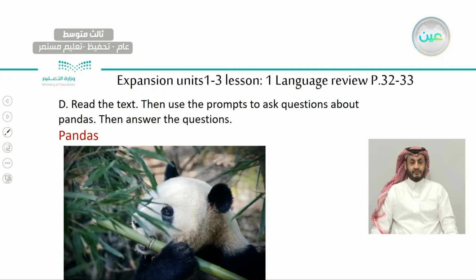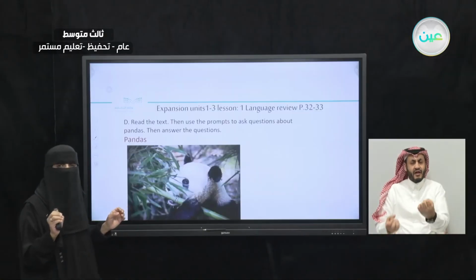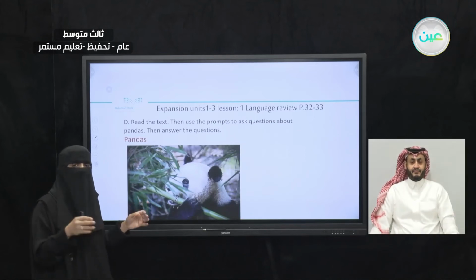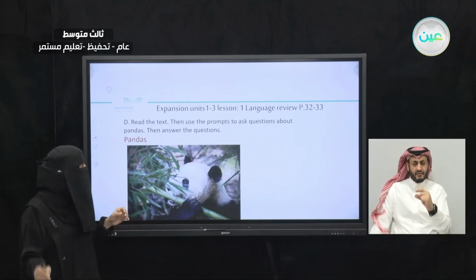Now, on the other page, page 33, we have a paragraph about pandas, okay? Where do you think pandas live? Where do we usually know that they live? Yes, around China. I know that they're endangered, so there is a small number left around the world when we talk about pandas. But they are in China.